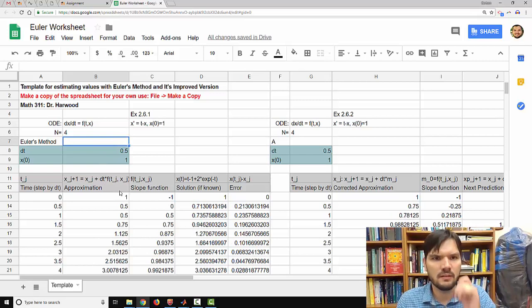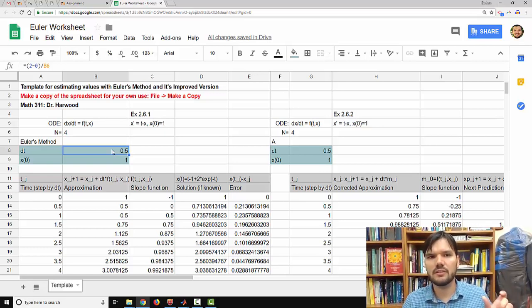First, look at some of the parameters we've set up. We have the number of intervals, n equals 4, and that's used to calculate the time step, delta t. In example 2.6.1, we're going from 0 to 2. And so we take the difference, the width, 2 minus 0, divide by the number of intervals we want, and then we get a delta t of 0.5. Initial condition, x of 0 is 1.